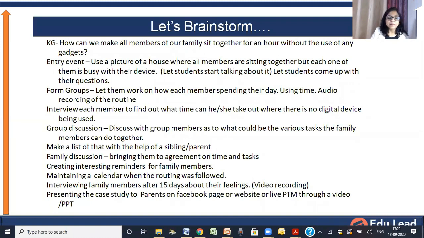And then after 15 days, they are interviewing the family members, and they're doing some kind of a video recording of how they are feeling after 15 days of this recreational time with the family without any digital device, right? And then where is it to be presented? Now these videos that the children have created, where will they be presented?